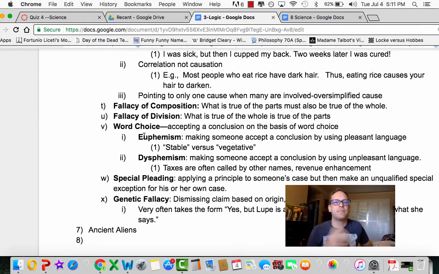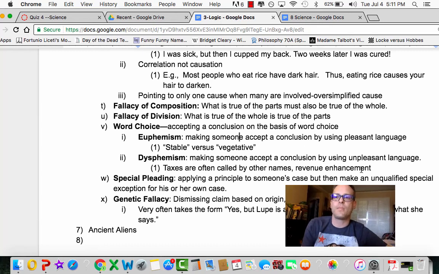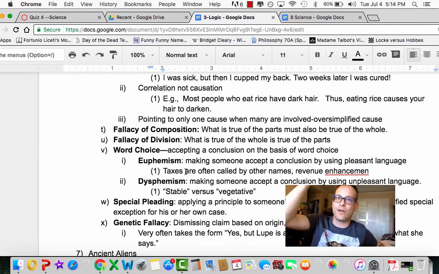So this happens with, oh my goodness, this is wrong. I'll fix this for you guys here. Hold on. Okay, ta-da, it's been fixed. Okay, so a euphemism is when you make something sound better. And a dysphemism is when you make something sound worse. So euphemism good, dysphemism bad.